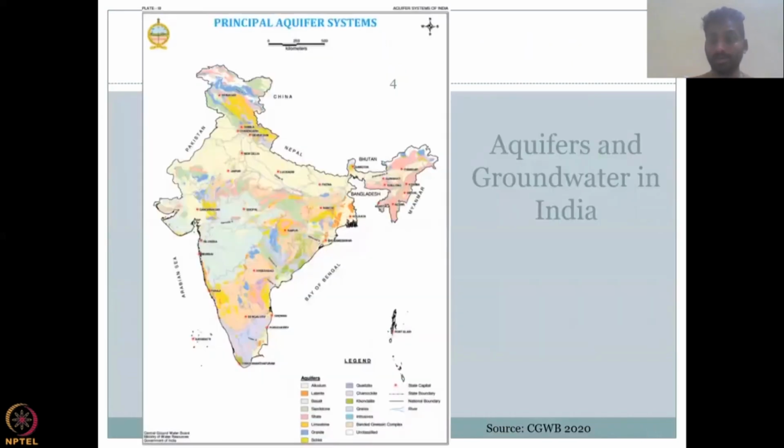Let's look at this visually, because visually you can make more sense of what is happening and what the driving forces are. Okay, so the principal aquifer systems. First, we'll deal with the alluvium aquifers. Alluvium is the term which comes from the deposition of minerals, solids, and sediments through water. So you have water carrying these sediments and it deposits them along the way.